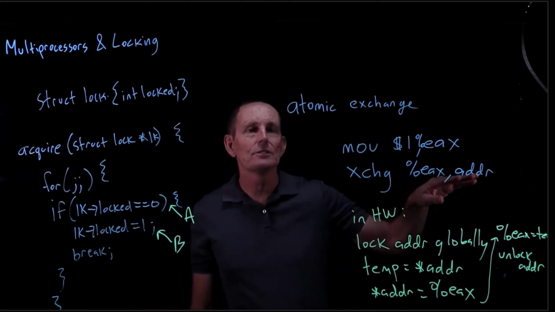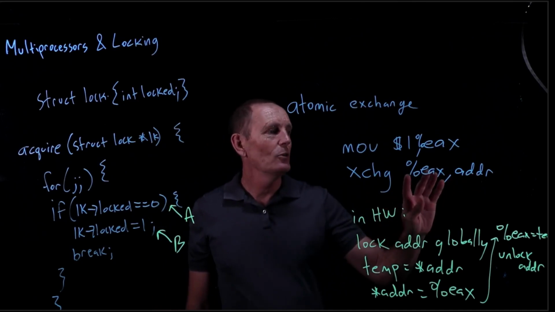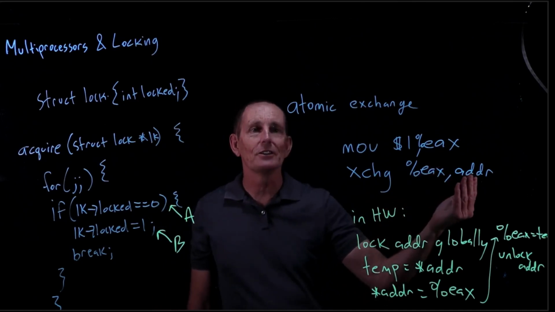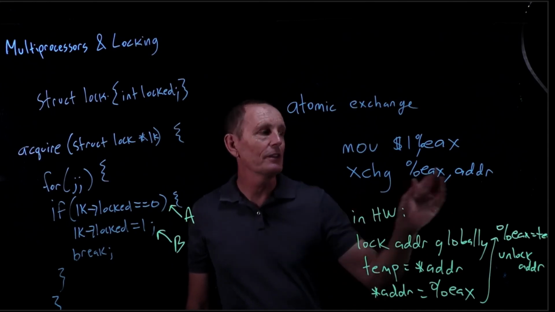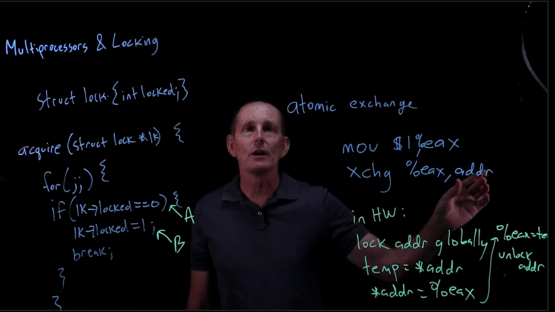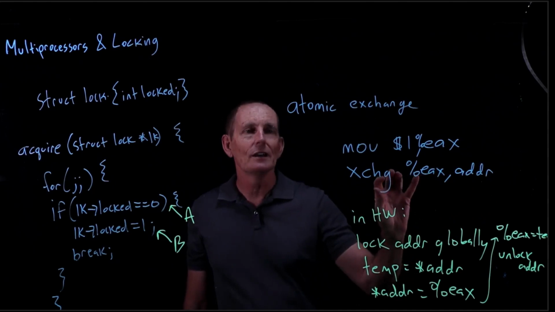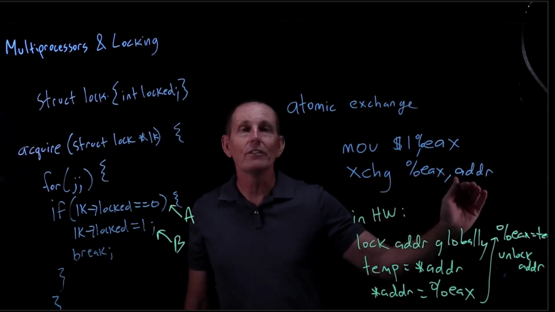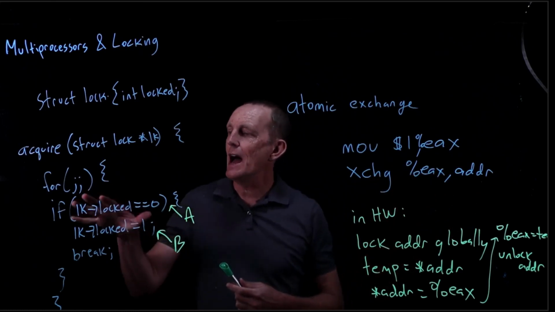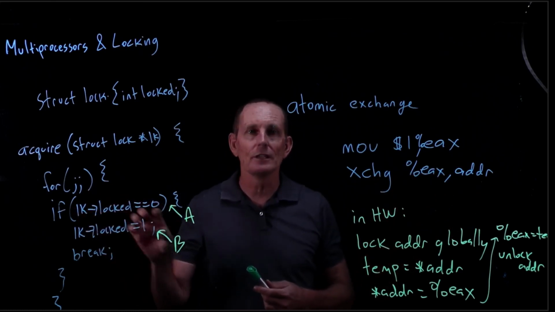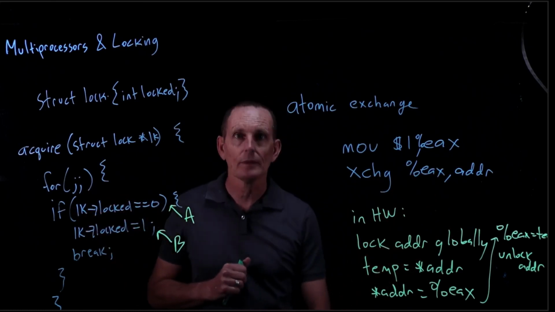If the value in the address was 1, then when we return from here, the value in the address will still be 1, and the value in the register will be 1. If, on the other hand, the value at the address was 0, then when we are done with the exchange operation, the value of the address will be 1, and the value of EAX will be 0. That allows us to do both of these at once.